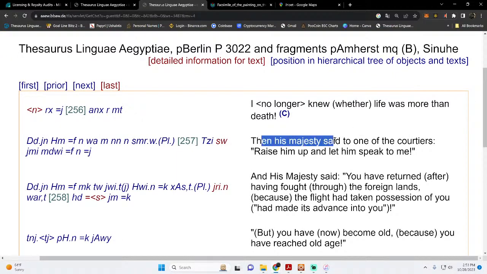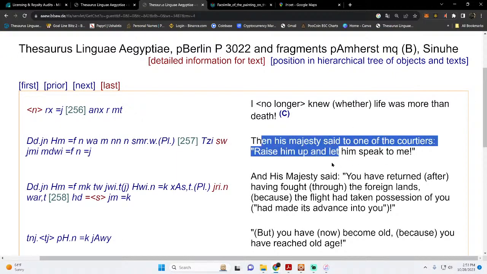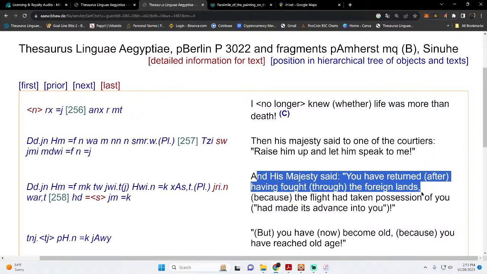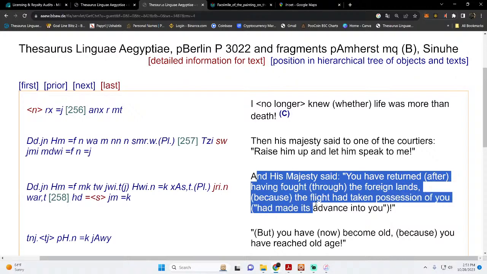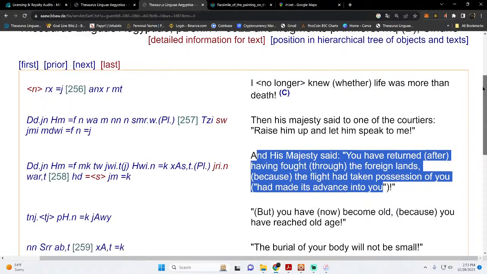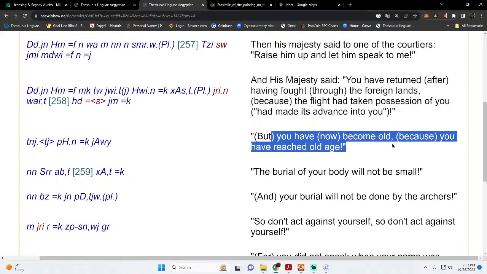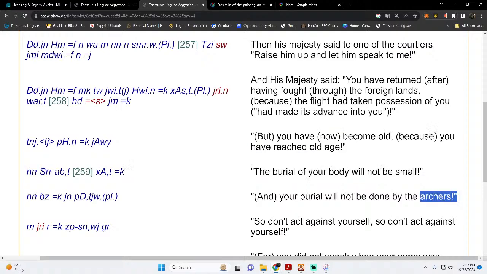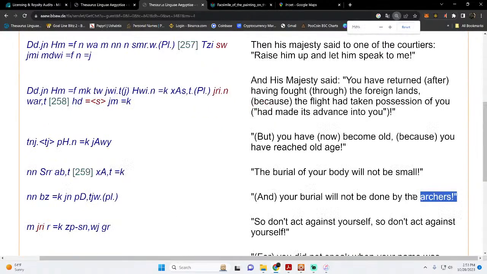Then His Majesty said to one of the courtiers, raise him up and let him speak to me. And His Majesty said, you have returned after having fought through the foreign lands because the flight had taken possession of you. You ran, bruh. It had made it advance on you, okay? But you have now become old because you have reached old age. The burial of your body will not be small. Now, I told y'all it was going to be them archers. But see, he didn't. Guess why he didn't let the Magi bury him?